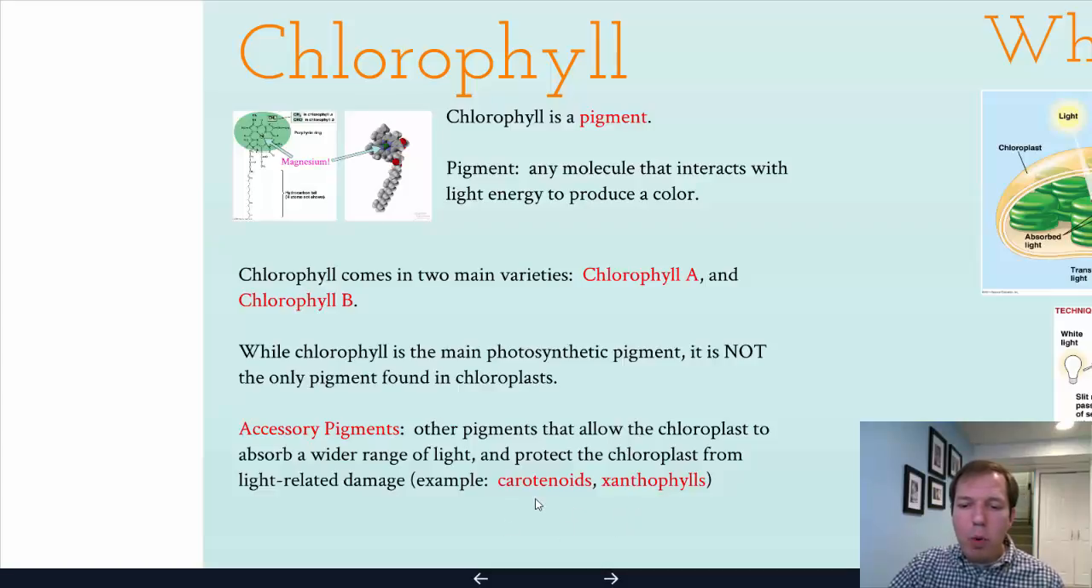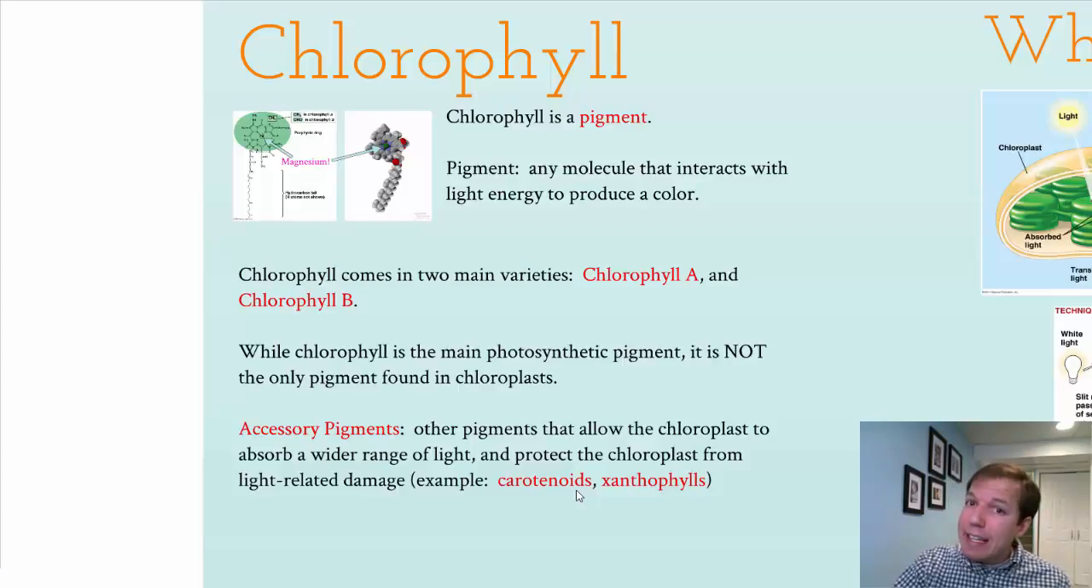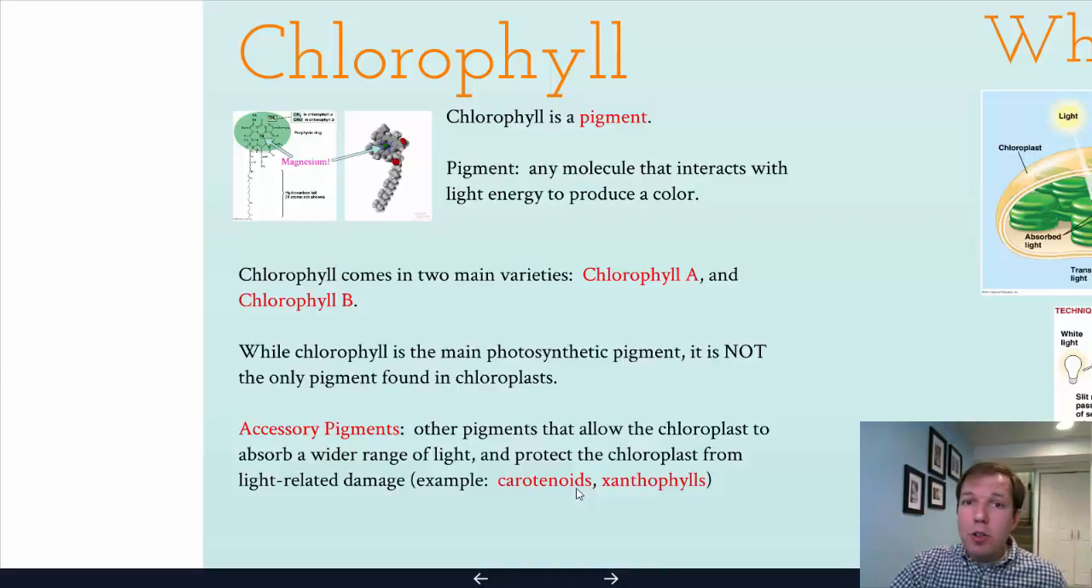A couple ones that are important here are the carotenoids and the xanthophylls. And some of these accessory pigments are the ones that are responsible for allowing us to see the range of colors in leaves, because leaves tend to decompose and reabsorb the chlorophyll before the accessory pigments. Therefore, those fall colors that you see are actually the reveal of some of these accessory pigments present there in the leaf.